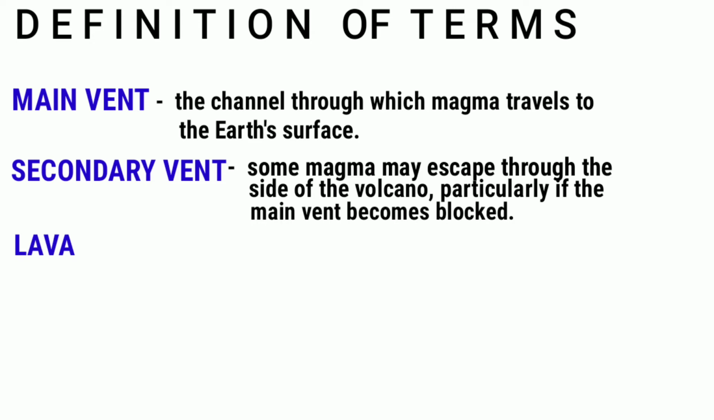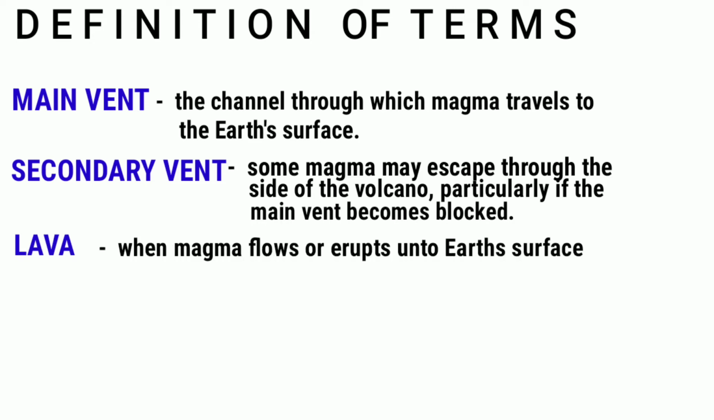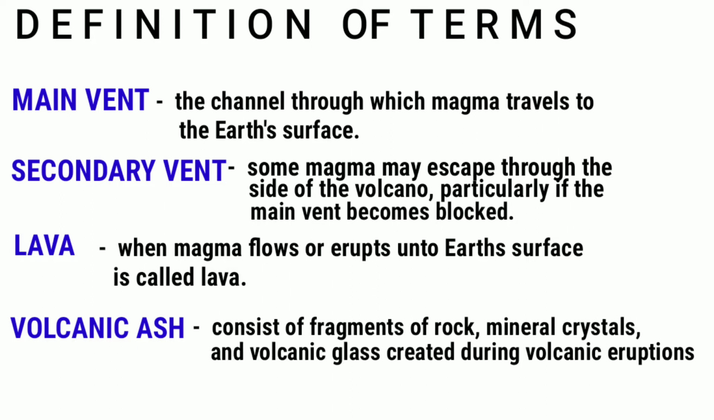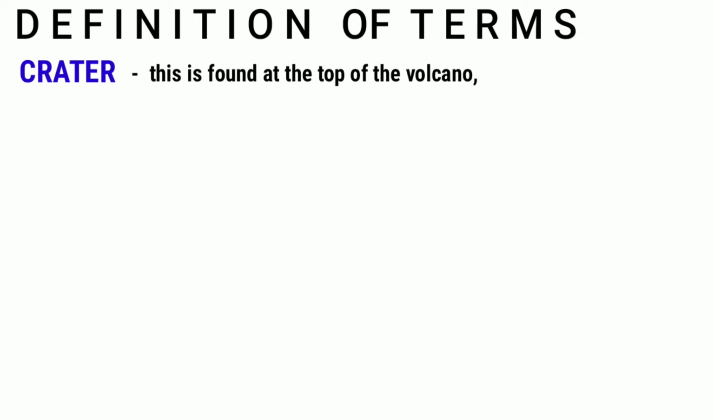Lava. When magma flows and erupts onto the Earth's surface, it is called lava. Ash. Volcanic ash consists of fragments of rock, mineral crystals, and volcanic glass created during volcanic eruptions. Crater. This is found at the top of the volcano where the magma erupts from.